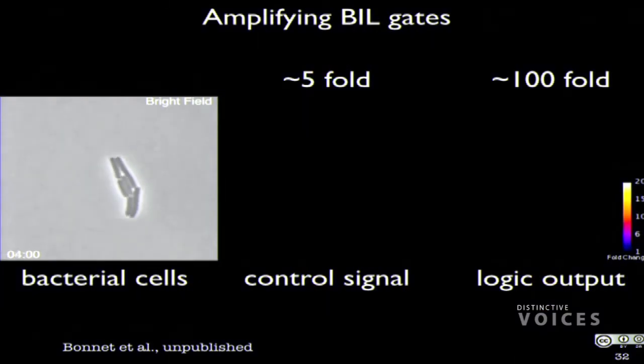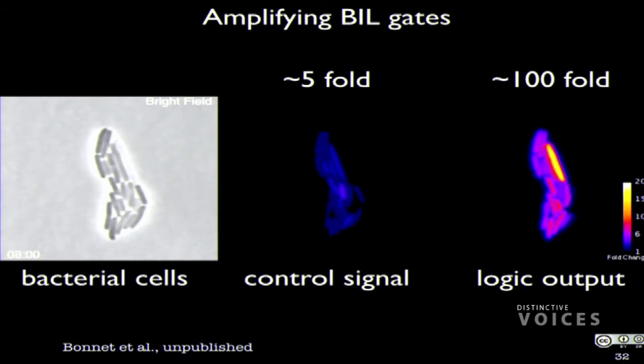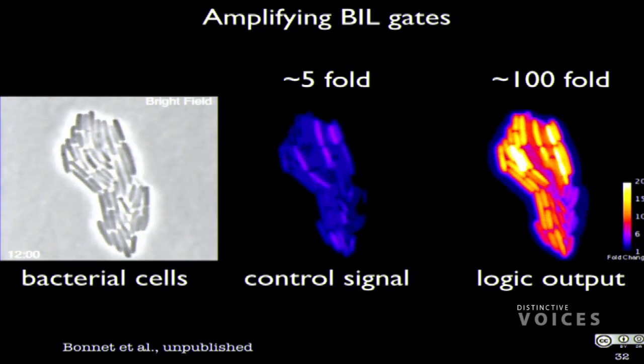I want to just show you another aspect of this, which is pretty neat. On the left, you see a movie of cells growing. In the middle, you see the level of the signal needed to flip the gate. And on the right, you see the level of the signal that comes out of the gate. And you'll notice that the color on the right is much more intense.